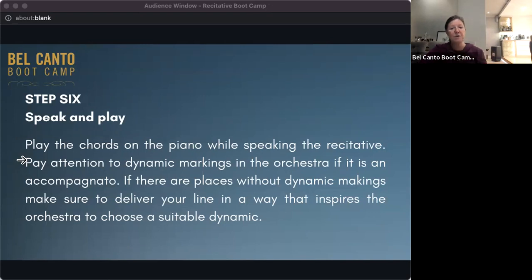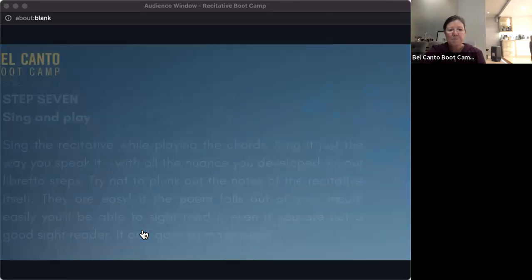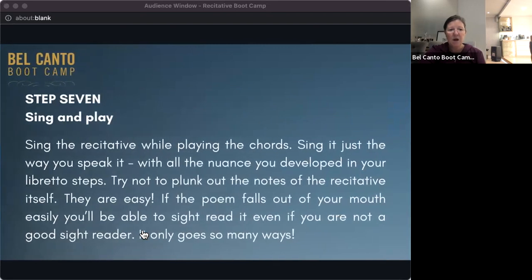So now you have put music with it. I mean, music meaning chords, the chord structure. And then the last step, sing and play. Now, sing the recitative while playing the chords. Sing it just the way you speak it with all the nuance you developed in your libretto steps. Very important: try not to plunk out the notes of the recitative itself.